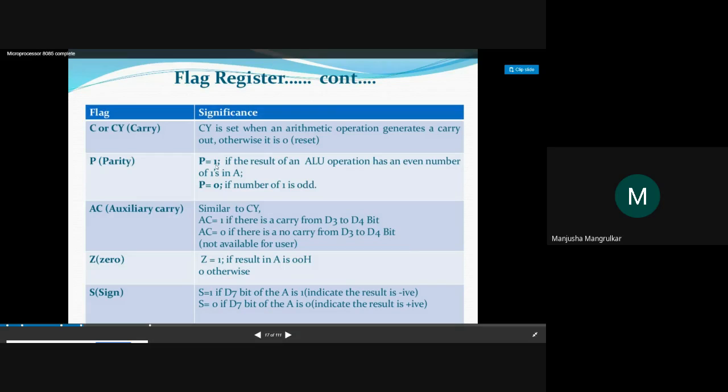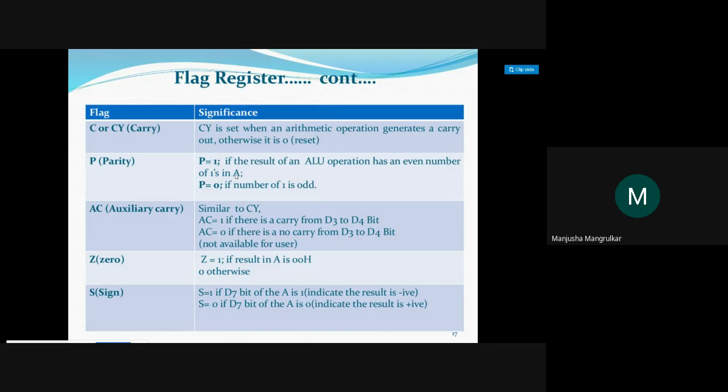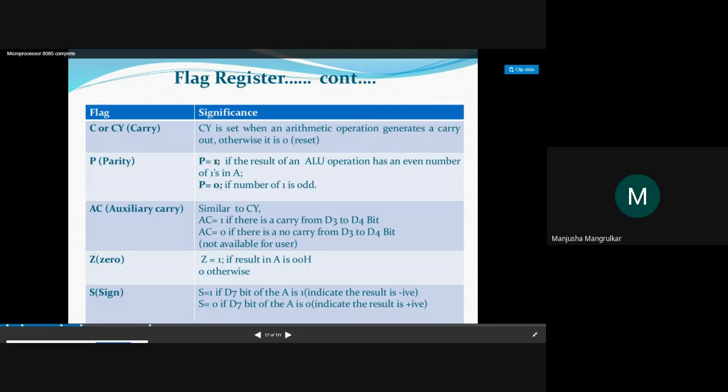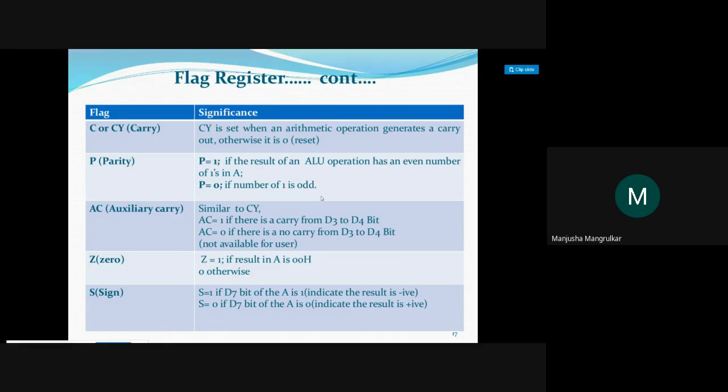Parity: if it is 1, the ALU result has an even number of ones. Suppose your data is 0 0 1 1 1 1 0 0, so there are four 1s. The result in the accumulator has four 1s, so the parity of that result is even, and it will show 1. If the number of ones is odd, for example if the result has 3 ones, then the parity will be set as 0, right.